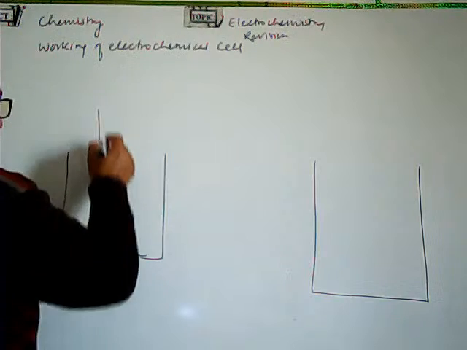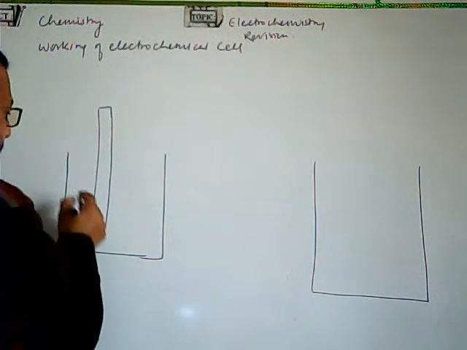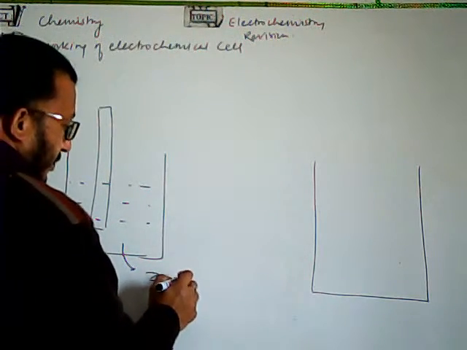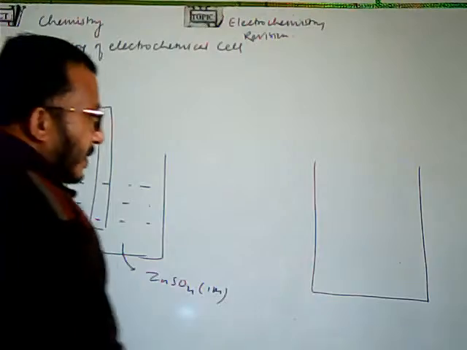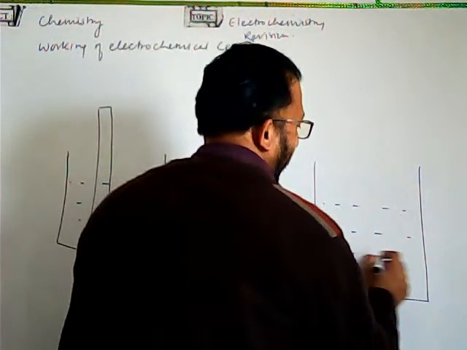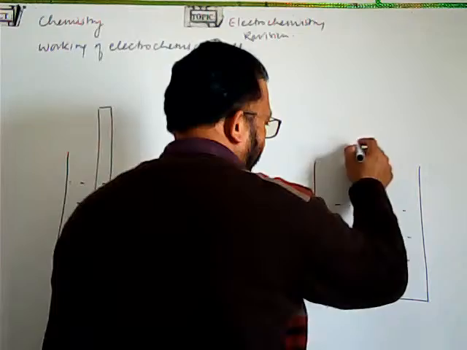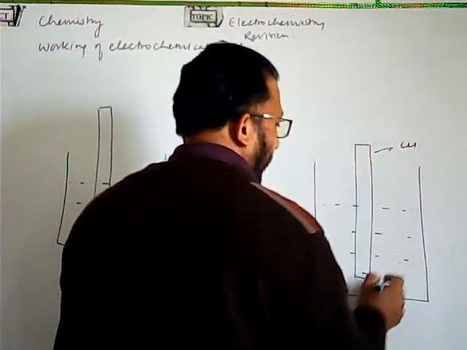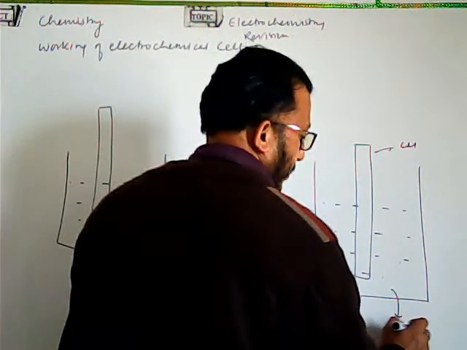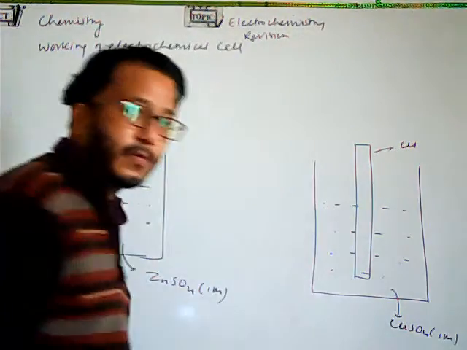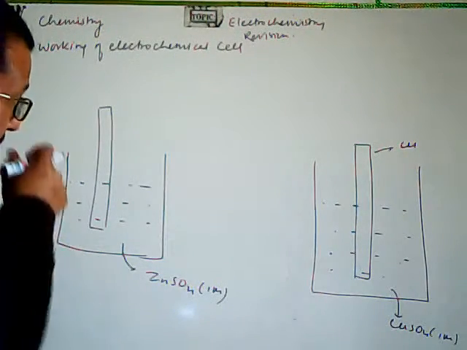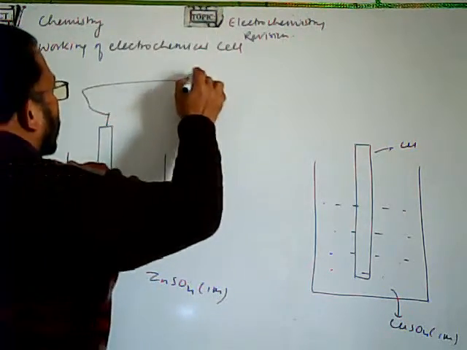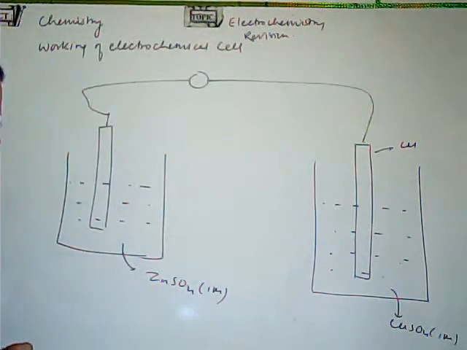Let us suppose this is zinc in zinc sulfate, one molar, and this is copper in copper sulfate solution. The concentration here is also one molar. Now we make the connection through a voltmeter. The electrodes are connected.